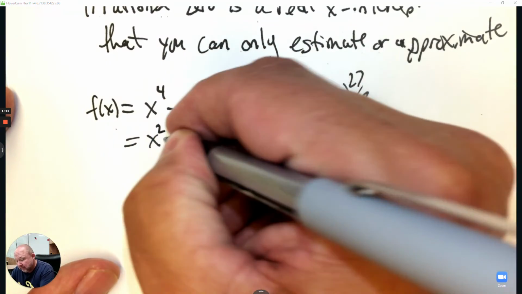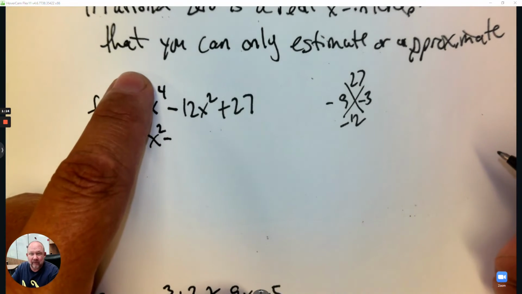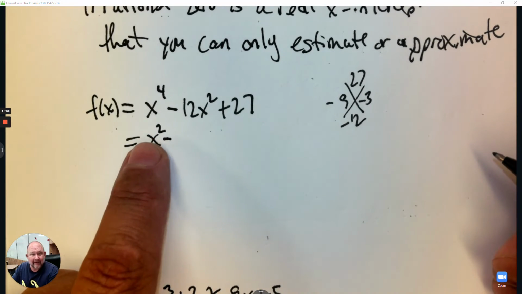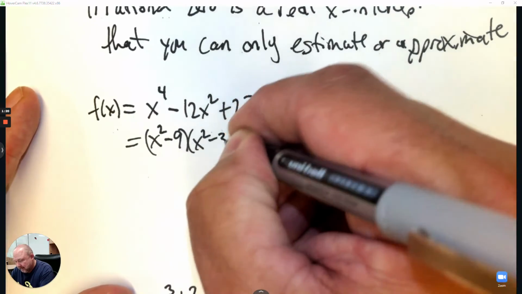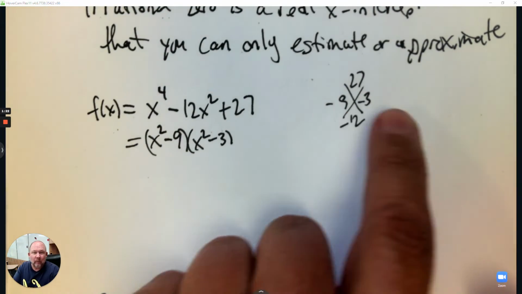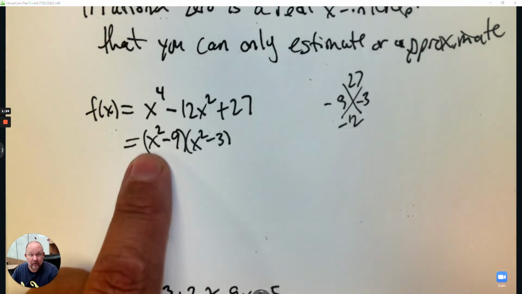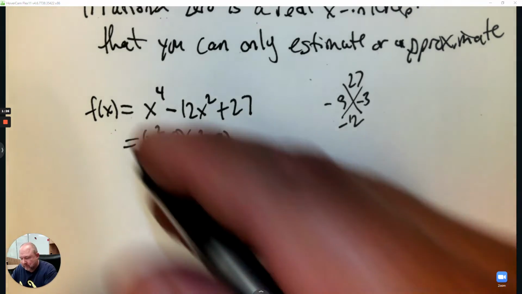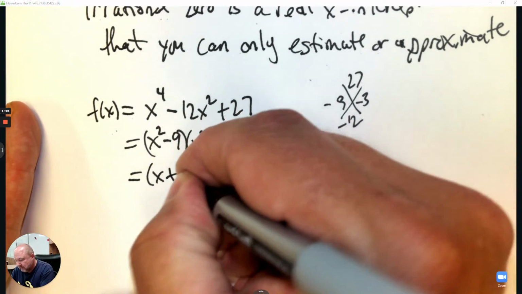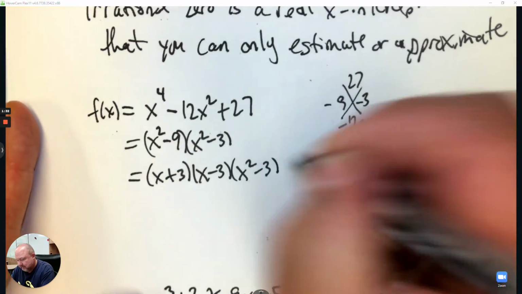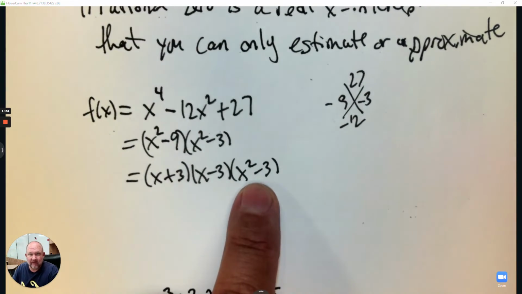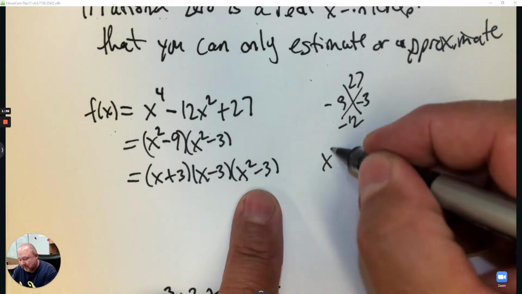Be careful of the exponents. Because it's x to the fourth, we're going to divide by 2. It's x squared minus 9 and x squared minus 3. Now, one of these is a difference of squares, where you can factor further. So x squared take away 9, if you square root, is x plus 3, x subtract 3. X squared take away 3, however, is not factorable.